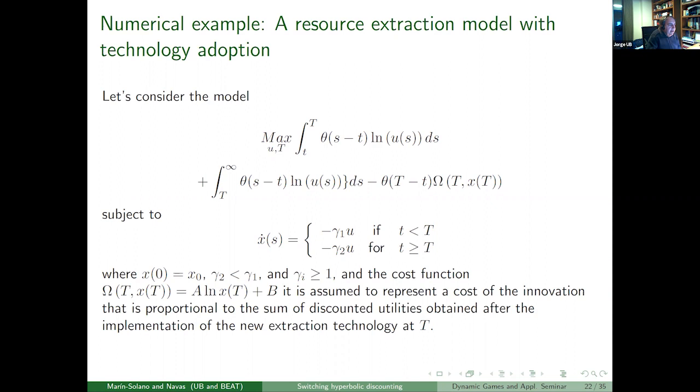So here I have the option to change from a technology represented by gamma one to a better one, gamma two, that is a lower value. Obviously the value must be greater or equal than one. And if I do this, I will incur a cost. We have different options to define the cost, but in our examples we assume that the cost will be proportional to the value function of the second regime. This means that in some way we assume that the cost is paid in units of the resource that we have at the moment of the switch between regimes.